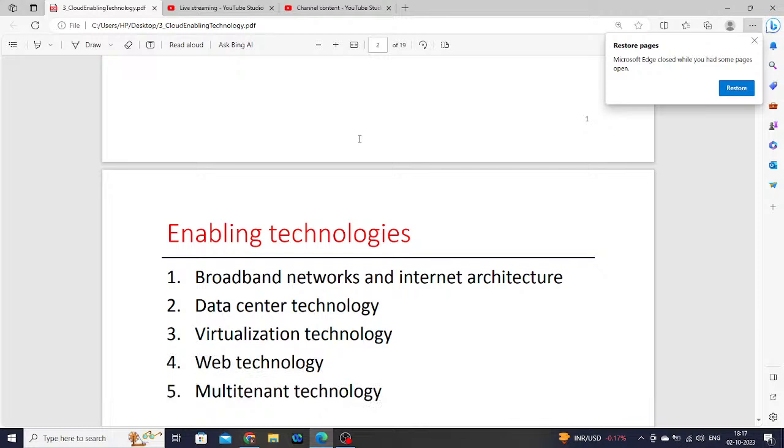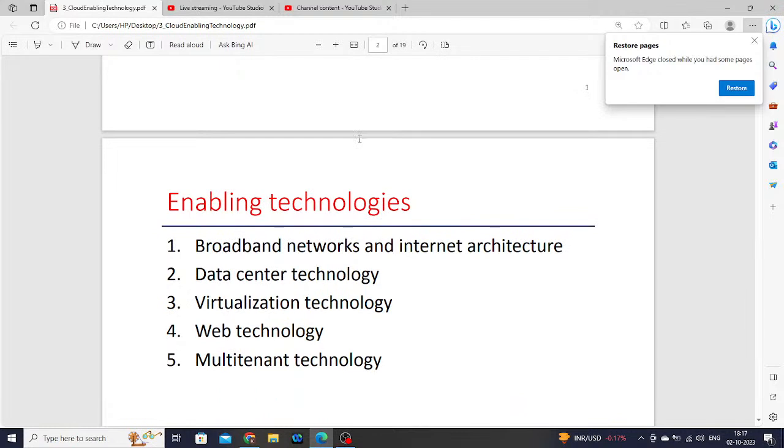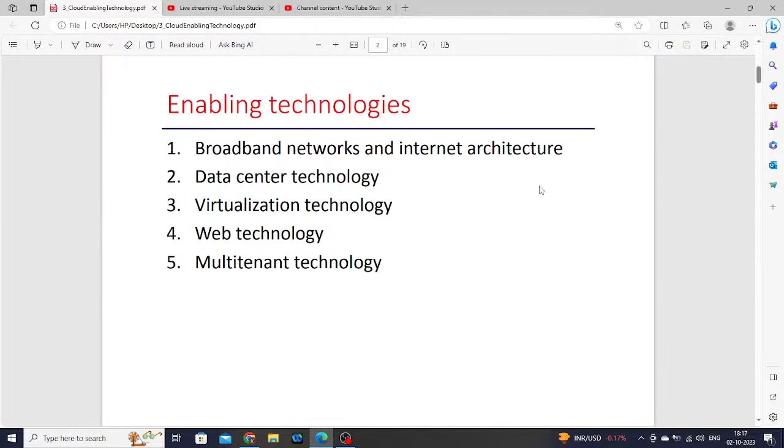Enabling technologies. Firstly, we should have knowledge about that. What are the enabling technologies? Broadband network and internet architecture, data center technology and virtualization technology, web technology, and multi-tenant technology.